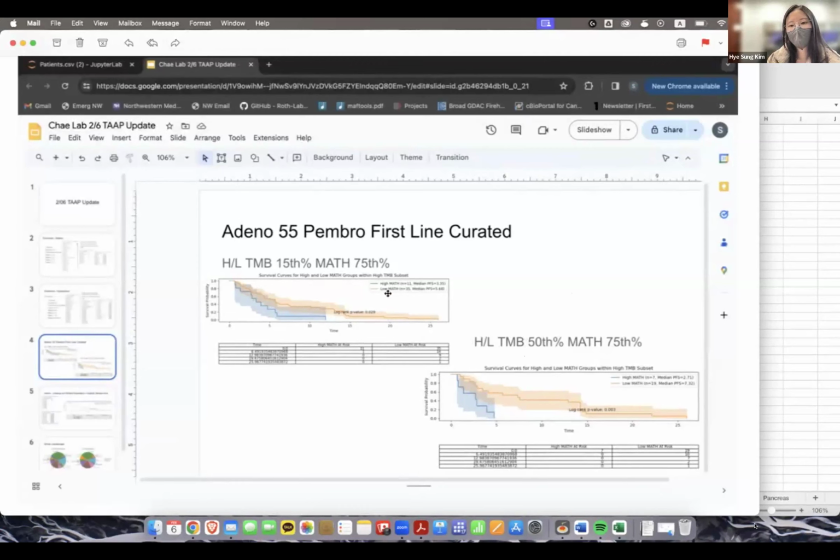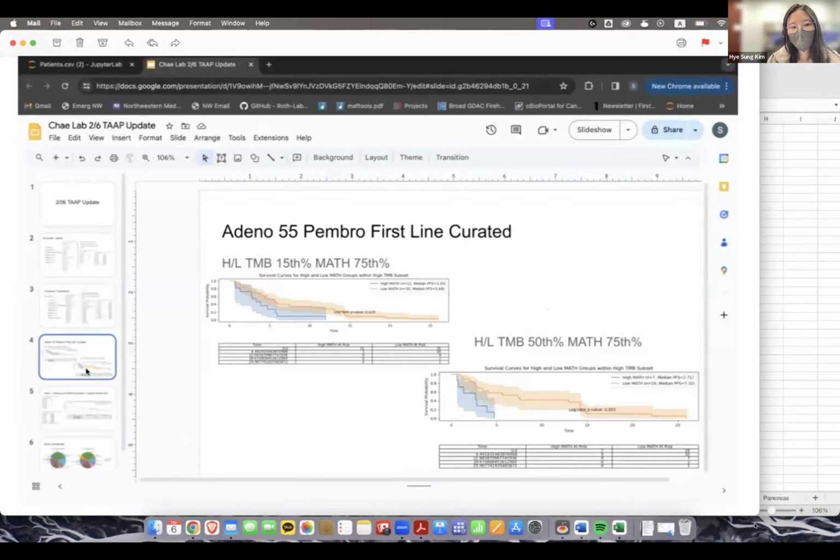So here, what you're seeing is that the low heterogeneity, high TMB group does better than the high heterogeneity, high TMB group. Or put it differently, amongst high TMB patients, those with low heterogeneity do better, and those with high heterogeneity do worse, which kind of matches our prior assumptions about how heterogeneity affects outcomes.